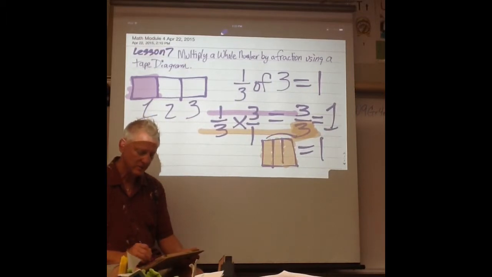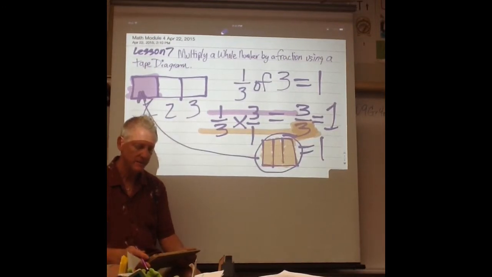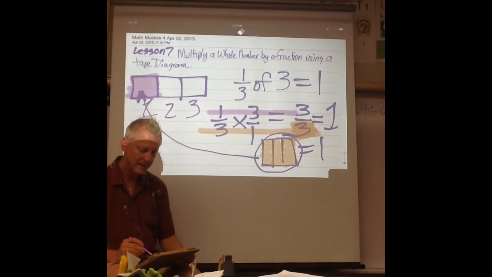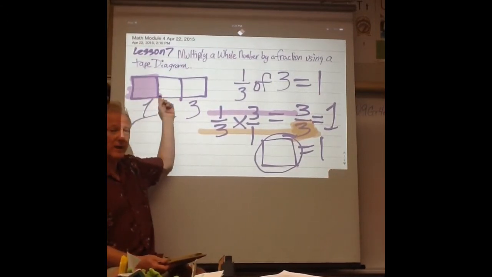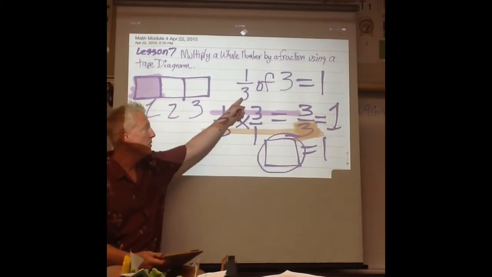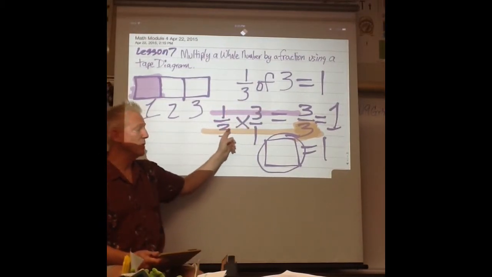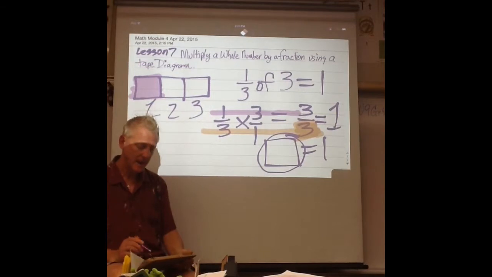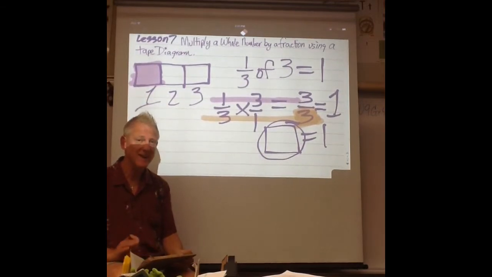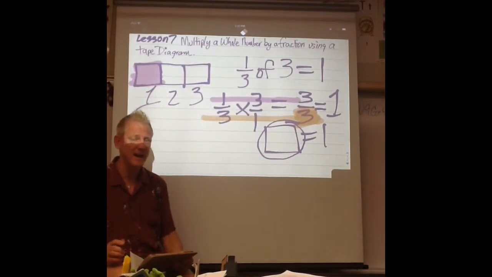And this box right here is the same as this box right here, except this box doesn't have any lines. So 1/3 of 3 is 1 whole. 1/3 of 3 is 1 whole. So 1/3 of 3 is the same as 1/3 times 3. Alright? I hope you're writing this down as you go. If you're not writing it down, please pause and write it down, okay? And you can go back over it if you'd like.